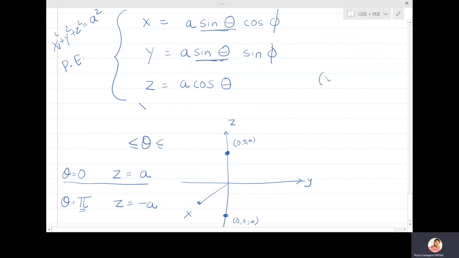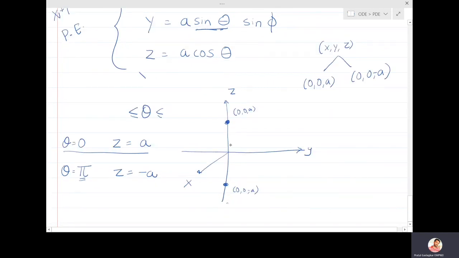So the three points you will get, x, y, z, because of theta equal to 0, you will get 0, 0, a, and the second point will be 0, 0, minus a. So this is how you get two points when theta goes from 0 to pi. So this means that theta is basically working as a vertical angle. So this is the value of theta.